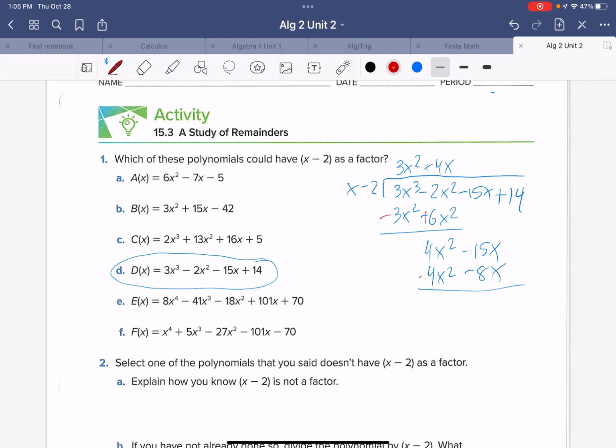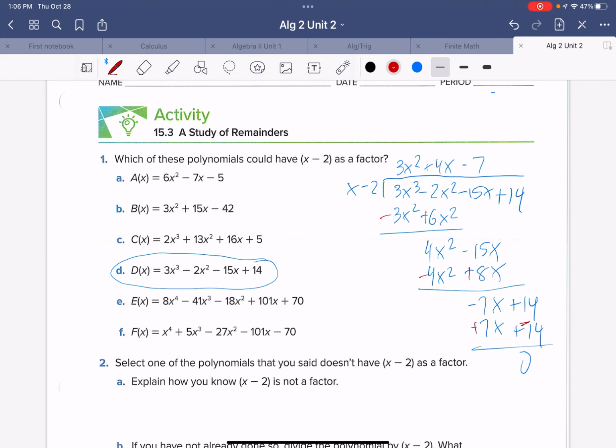Change the color, subtract, and add. And we get negative 7x plus 14. So now I'm picking out negative 7. Negative 7x plus 14. So when you subtract it off, you get 0. So it works. It really does work. It is a factor.